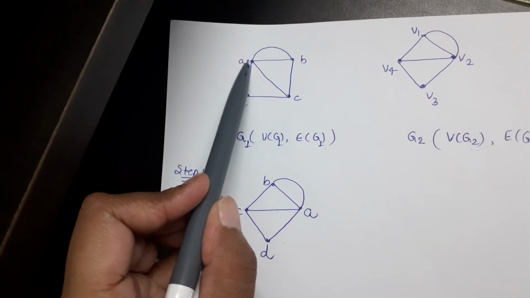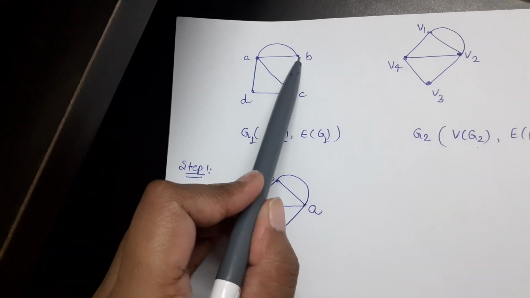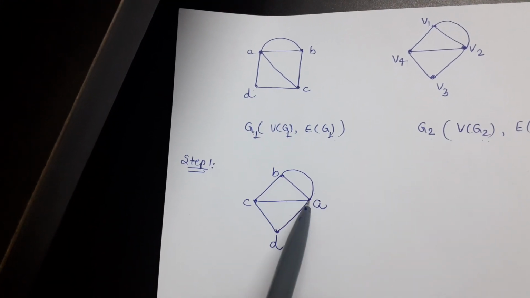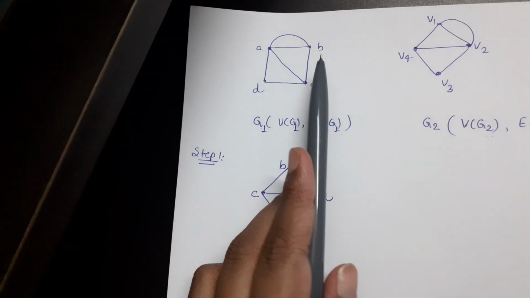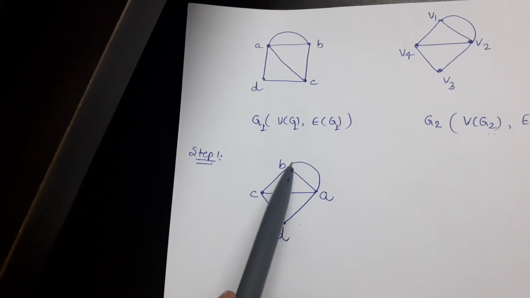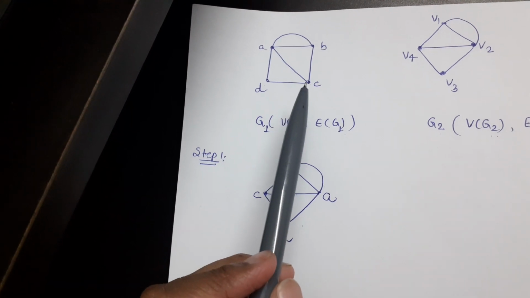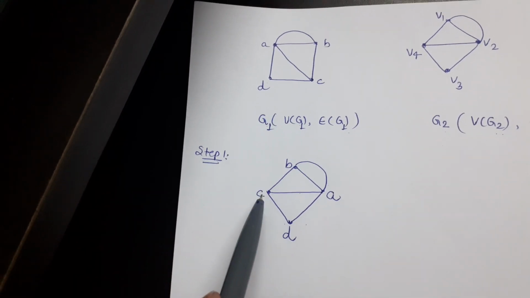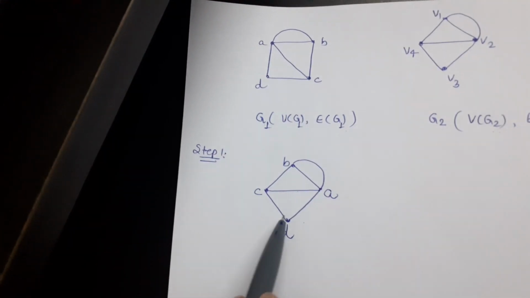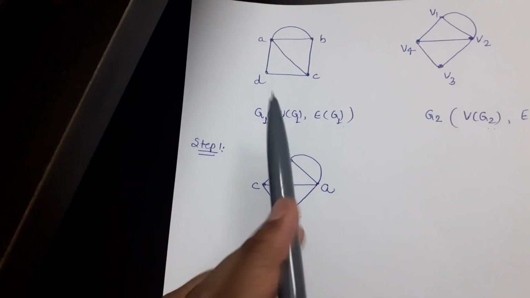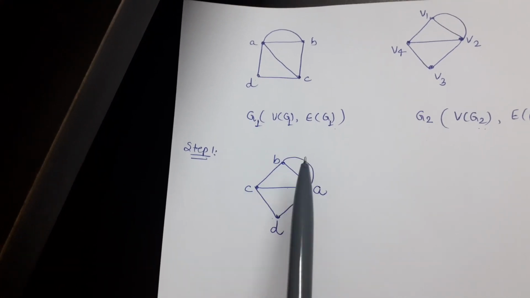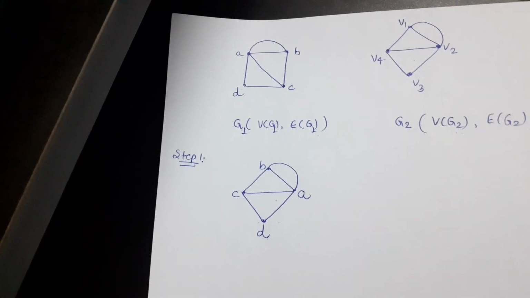Here check. A is incident to B twice, then C and then D. B is incident to A and C. C is incident to D, A and B. And D is incident to A and C. So, this graph can be drawn as this graph. They are the same graph, just the representation is different. Now, these two graphs are identical.